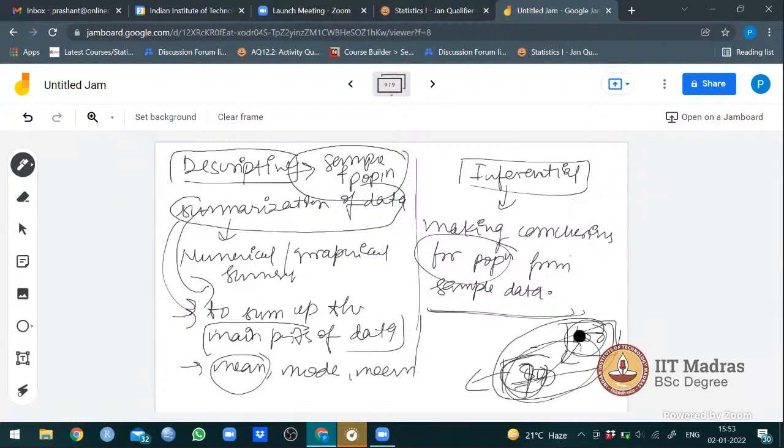So what will be the descriptive analysis of this data? See, suppose for these 70 people, I'm drawing some chart. Have you heard about the bar chart?